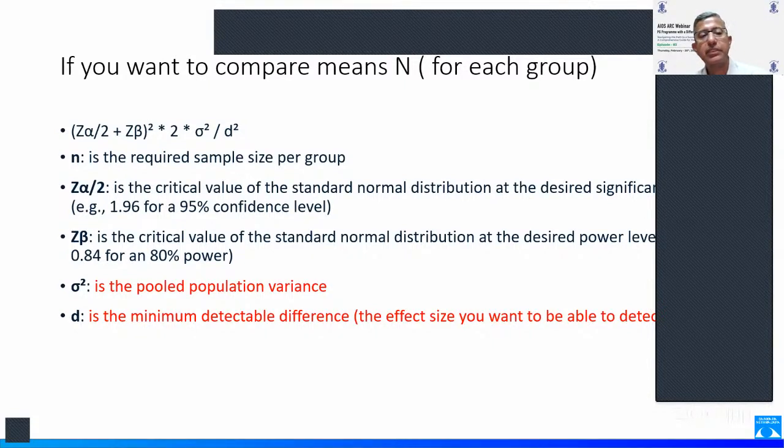Your input is the standard deviation square, for which you will need to figure out a paper to get the pooled population variance. And D is the minimum detectable difference. That is the difference that you want to be able to detect. These are the two things that you as a student have to be able to decide on.